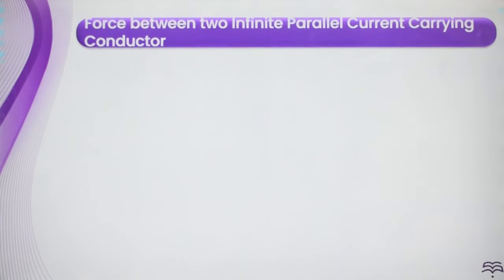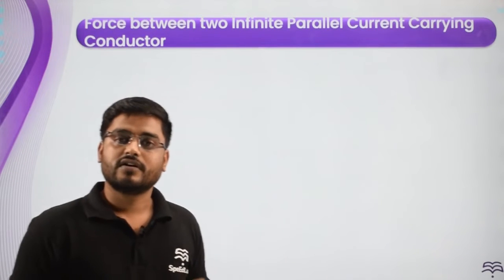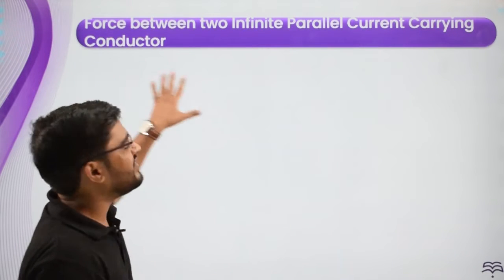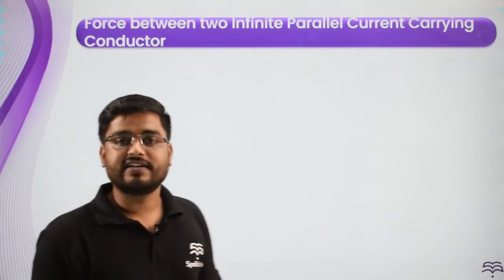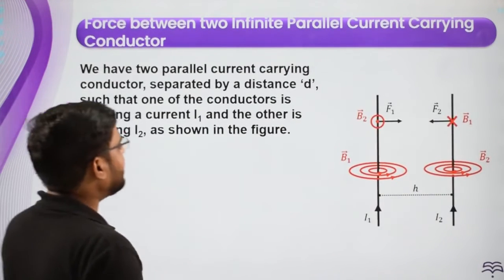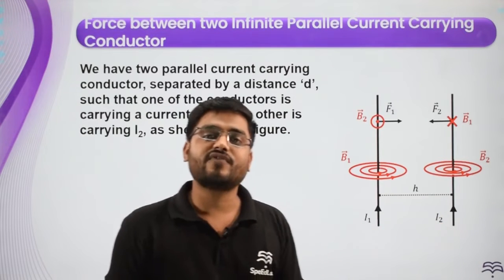Now, we discussed the force on a single current carrying wire in the presence of a magnetic field. What will happen if there are two parallel wires, both of them carrying current? In such a case, here we have two parallel conductors. This one has a current of I1, and this one has a current of I2.